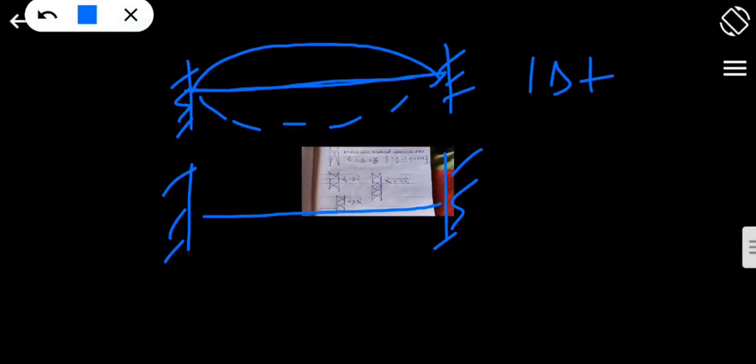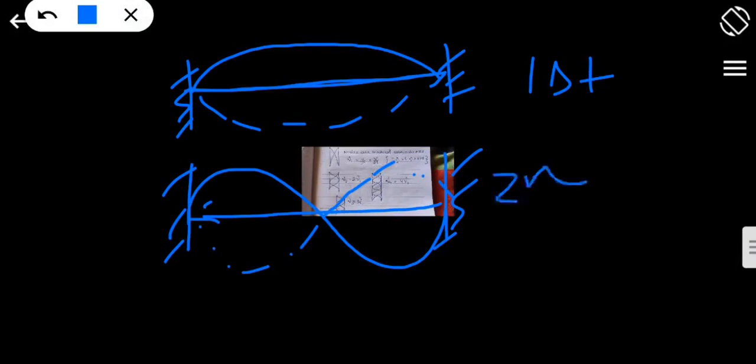In the second harmonic, in the same string, this is a continuous process, it will be like this. This is simply known as the stages, and it will return. This is the second harmonic. And what is the third harmonic?